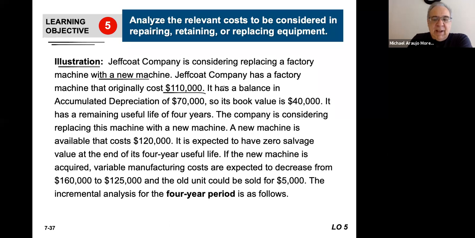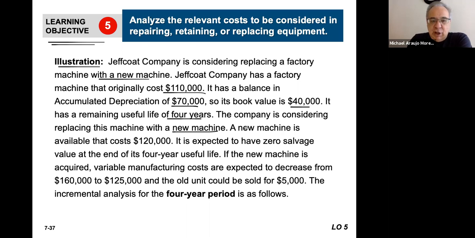$110,000. It has accumulated depreciation of $70,000. So they have a book value of 40 grand on this machine. They can use it for 4 more years because it has a 4-year useful life remaining. However, the company is considering buying a new machine.